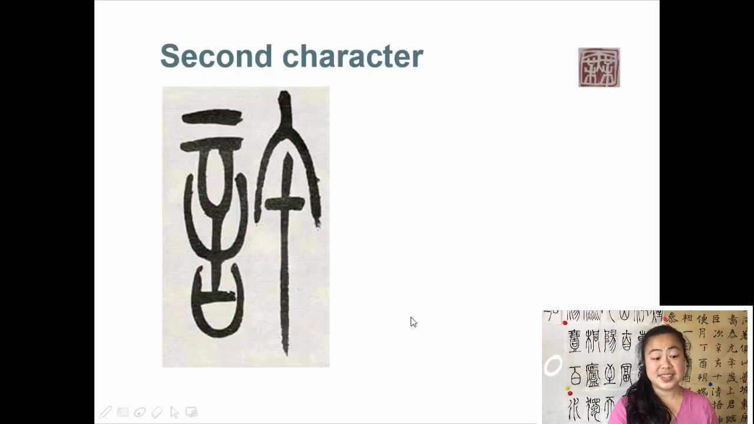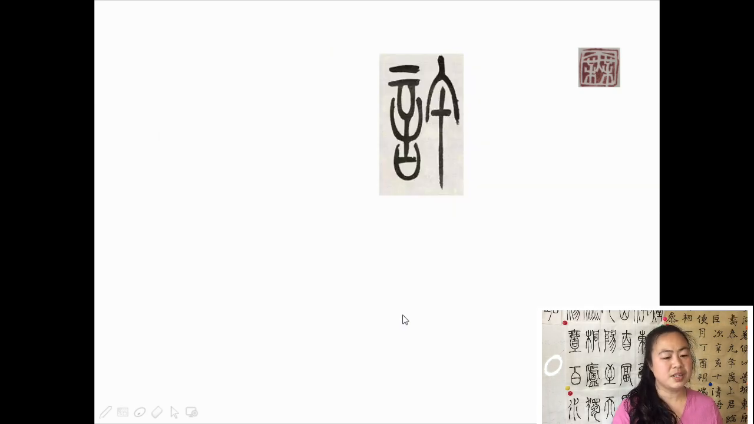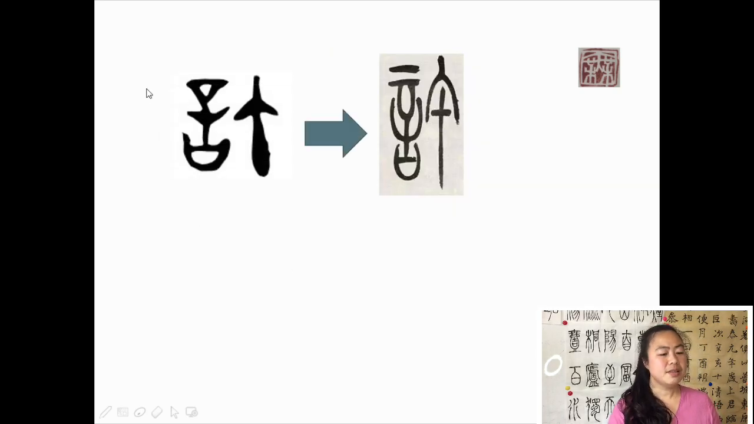Okay, now let's come to the second character, this one. Okay, this one in modern simplified character, it's this. And it is pronounced as xǔ. Xǔ means promise. Though it has several other meanings, I would like to talk about the promise one. Okay, because this was the original meaning of this character. And this was the first generation of this character that we found.